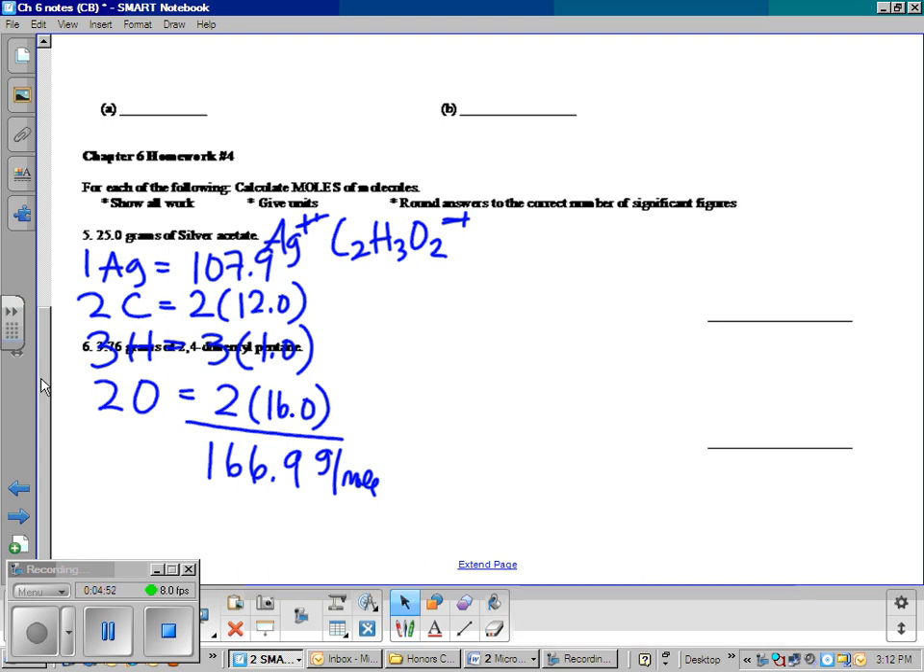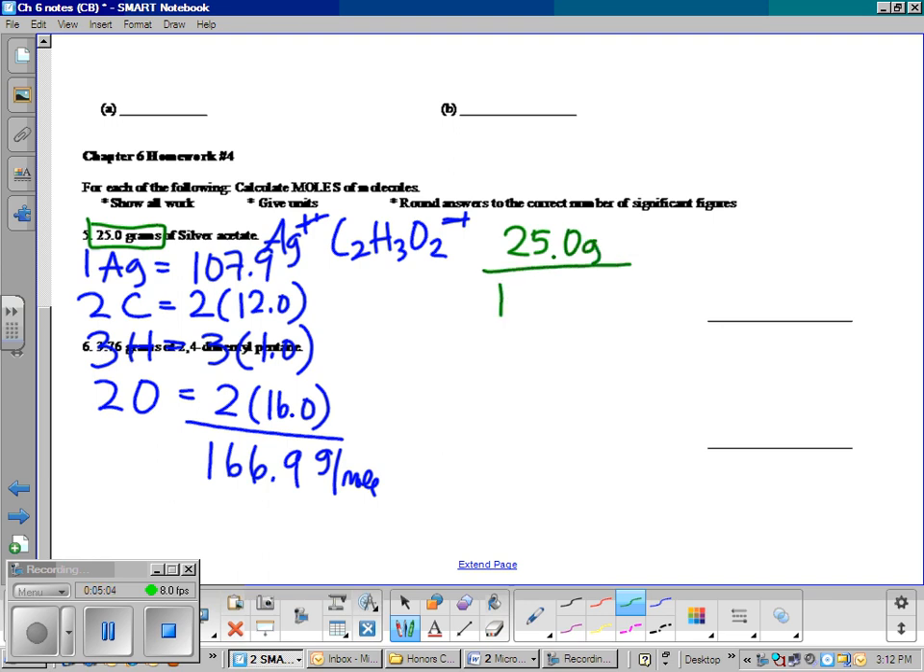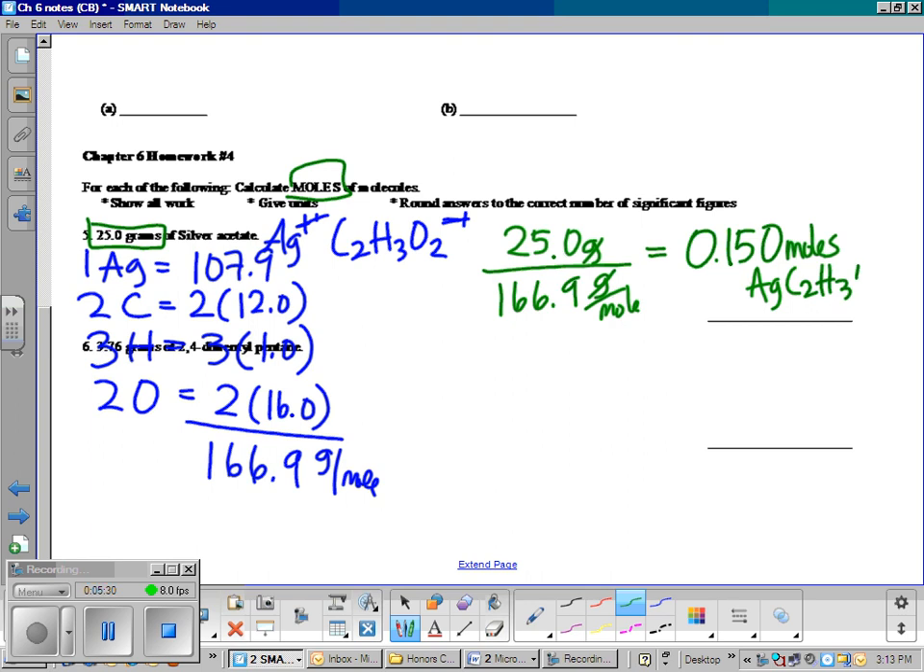Okay, so now I have all the information I need to continue to solve this first problem. So what I'm going to do is go back to what's given. Always go back to what's given. I am given 25 grams. So I have 25.0. I have 3 sig figs there. I'm going to divide by the molar mass, 166.9 grams per mole. Now you will see that grams cancel out. I'm left with moles, which is what it said that it wanted us to do. So I have 3 sig figs here. I have 4 sig figs here. So 0.150 moles of silver acetate is going to be my final answer. So hopefully you won't find that too difficult either.